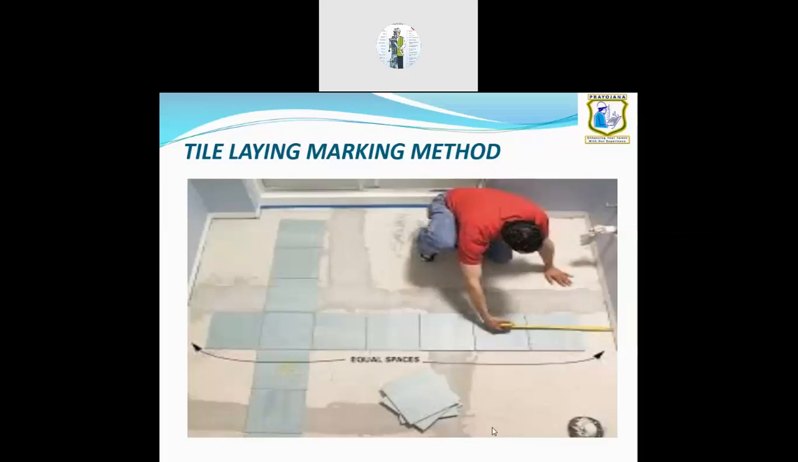If you tell the tile layer, he will tell. You just guide him, you just check where the wastage is minimum and try to push the full tile to the door area. It should be cleared full tile, and all the furniture area will go with the cut tile. Below the furniture, if the cut tile goes, there are no issues. Okay, this is how the tiling marking is being done.